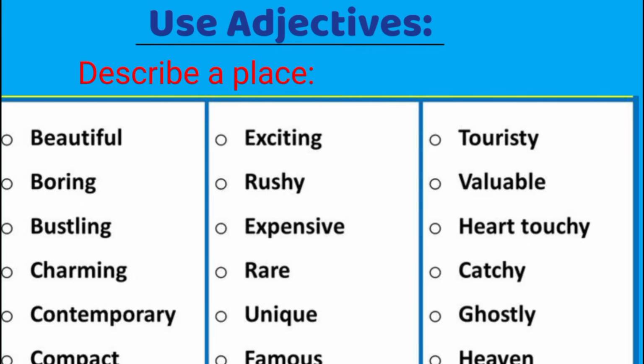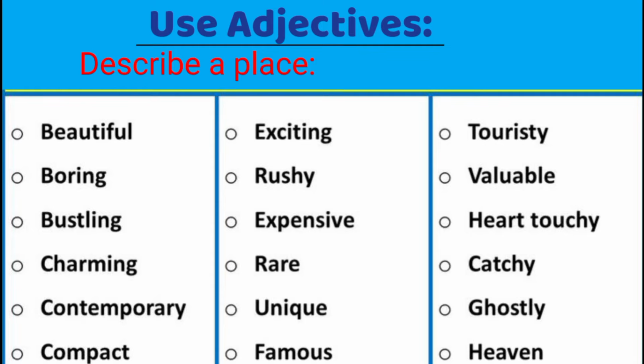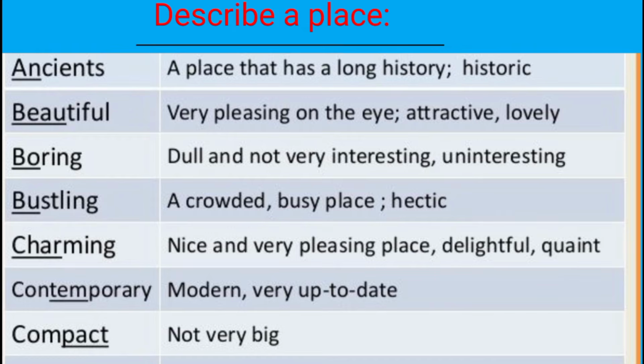So yeah, that's it. We can as well use beautiful words such as ancient. Ancient means a place that has a long history, a historic place. You know, you have historic places in your countries. You have beautiful places, very pleasing on the eye. It's attractive and lovely. You have boring places, dull and not very interesting. You have charming, contemporary, and compact. So you see, these are beautiful words to use when you are describing.